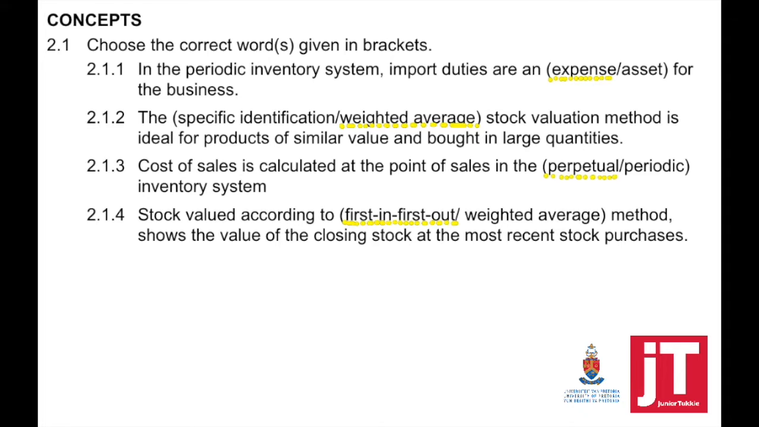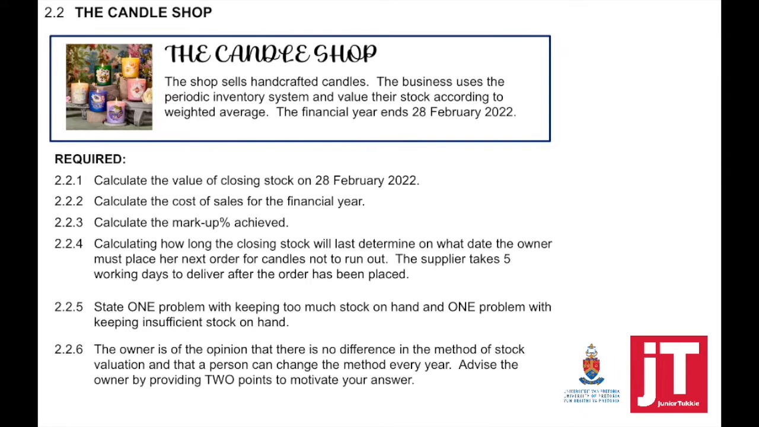and an exam. Question 2.2. The candle shop. The candle shop sells handcrafted candles. The business uses the periodic inventory system and valued their stock according to weighted average. The financial year ends 28 February 2022. So this is now an example where we're going to look at the weighted average price. Remember, we've got FIFO, weighted average, and specific identification.